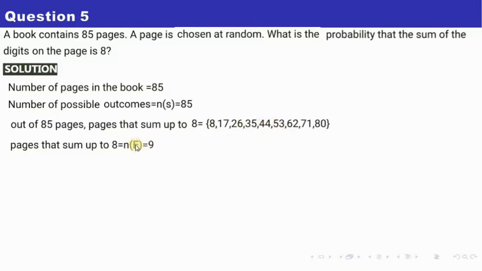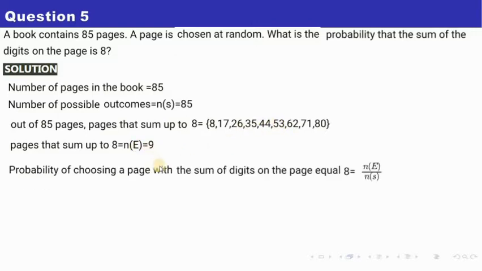Therefore your probability becomes n(E) by n(S). And what is n(E)? It is the number of favorable outcomes, which is 9, isn't it? And what is n(S)? It is the number of pages, which is 85. So my answer will be 9 by 85 for this particular question. You may pause the video to note down.